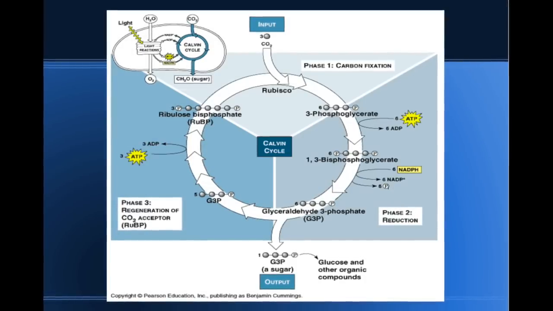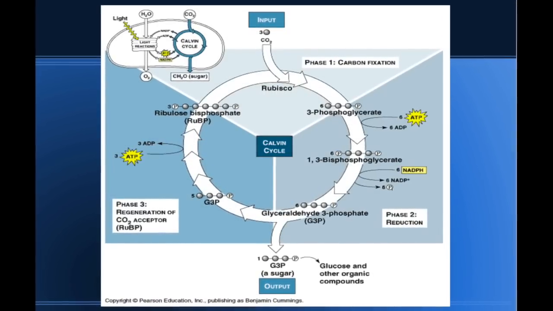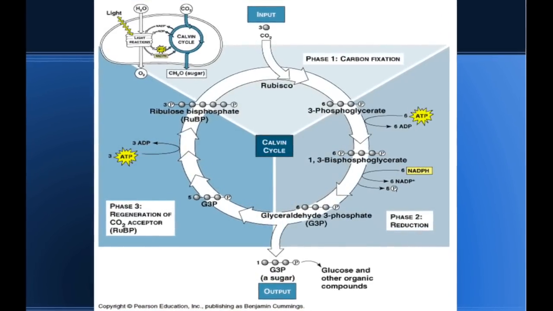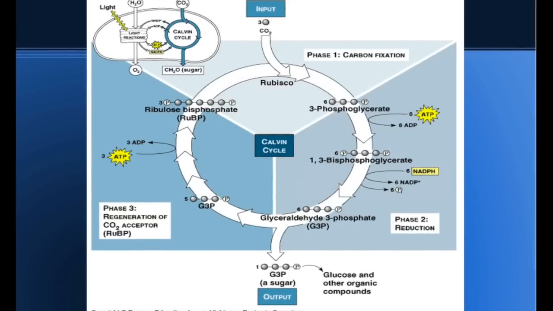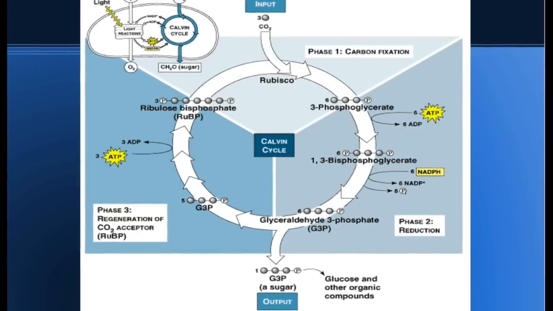Okay, now let's talk about the light-independent reactions. The Calvin cycle, which takes place in the stroma, uses ATP and NADPH from the light-dependent reactions to convert CO2 into sugar, because they're energy carriers.